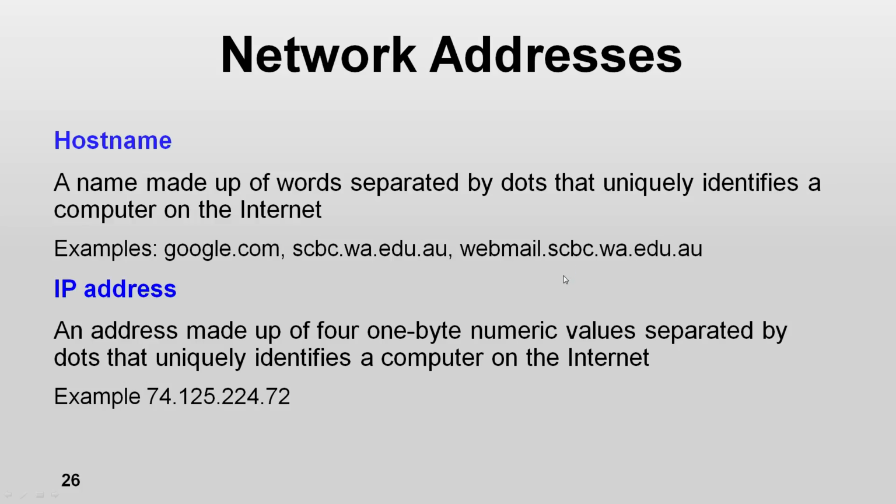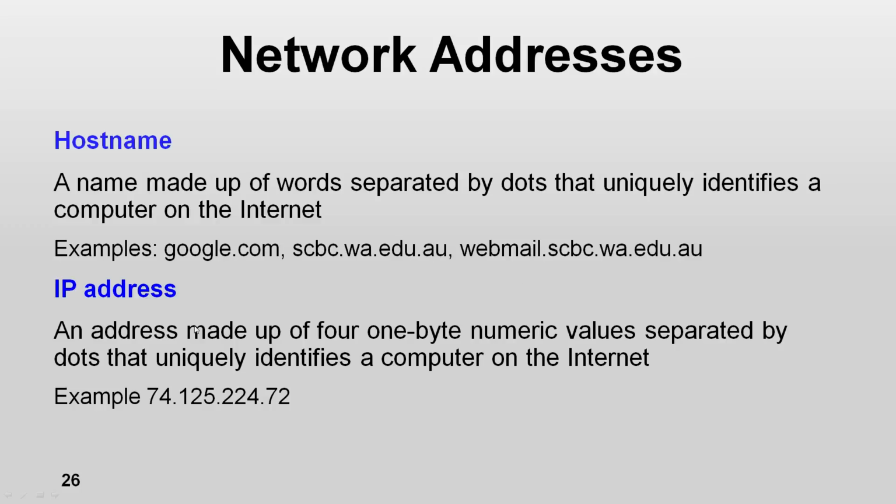Now we're going to cover network addresses. A host name is a natural name that's made up to identify a computer on the internet. You can have host names within a LAN that aren't available on the internet, and we'll cover why in a minute. So just bear that in mind. Your local area network can have devices with host names that might not be accessible on the internet. However, host names that you will easily recognise are google.com, scbc.wa.edu.au, and webmail.scbc.wa.edu.au. These are all host names.